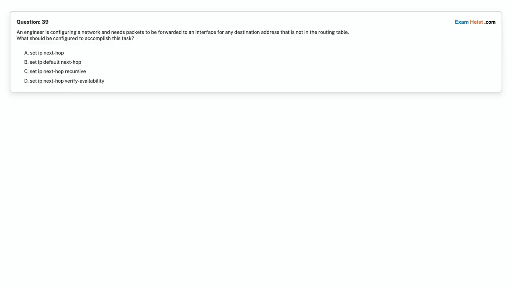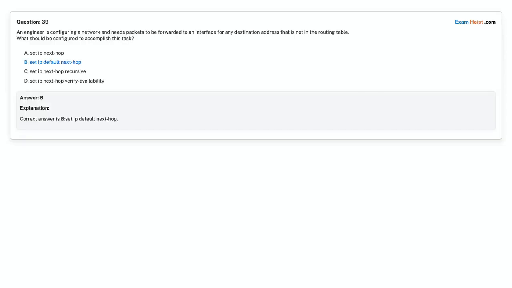Option A. Set ip next hop. Option B. Set ip default next hop. Option C. Set ip next hop recursive. Option D. Set ip next hop verify availability. Choose the correct answer. Correct answer is option B. Set ip default next hop.